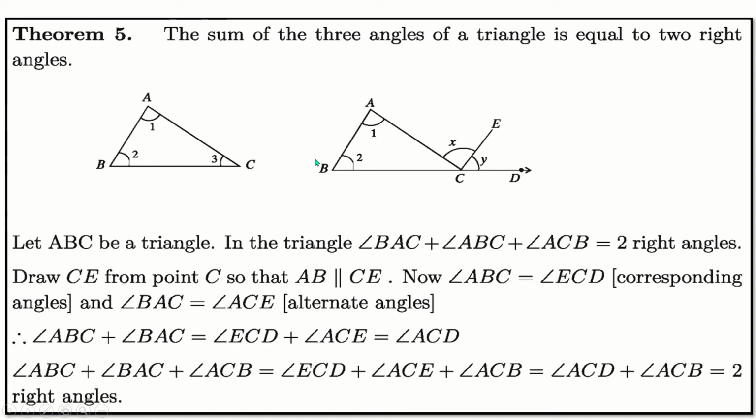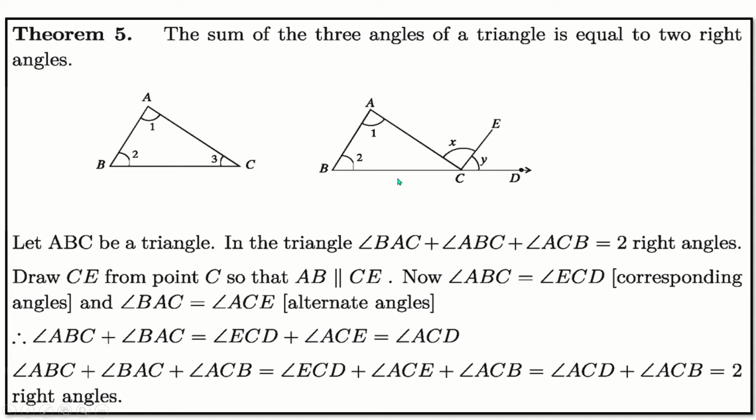As a result, angle EBC is equal to angle ECD. This is a corresponding angle because BA and CE are parallel. Clear? And angle BAC is equal to angle ACE. This is an alternate angle. That means this angle equals this angle. Clear?